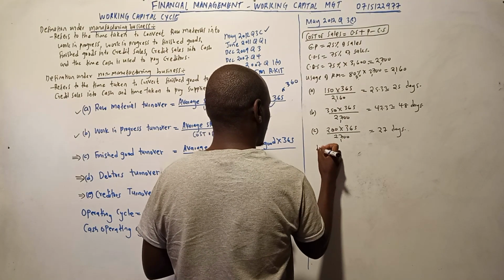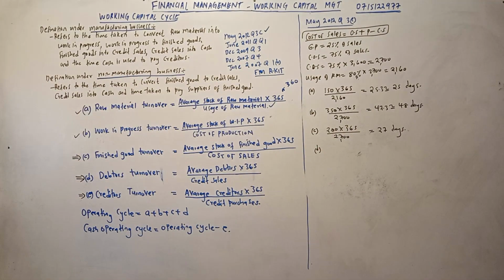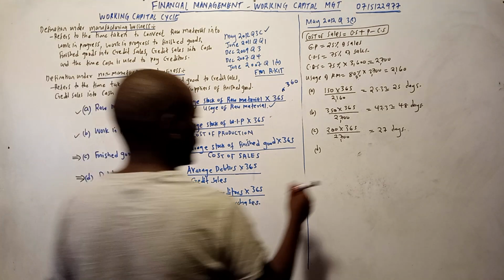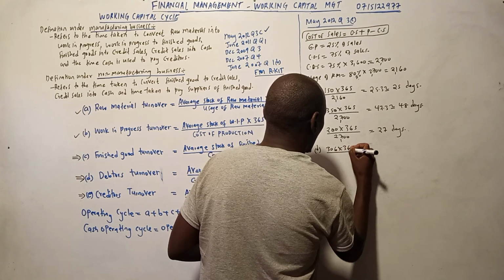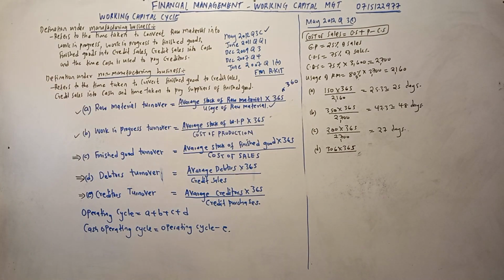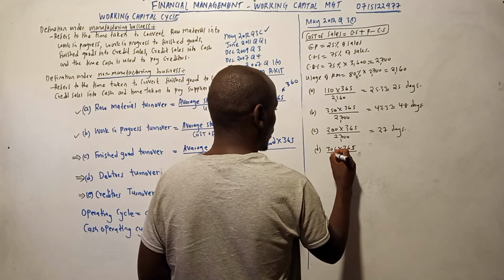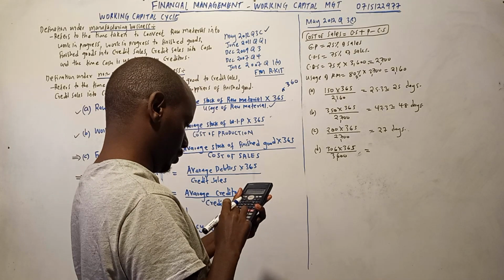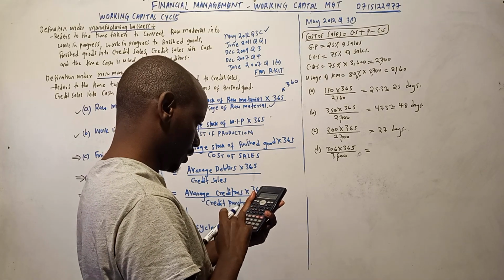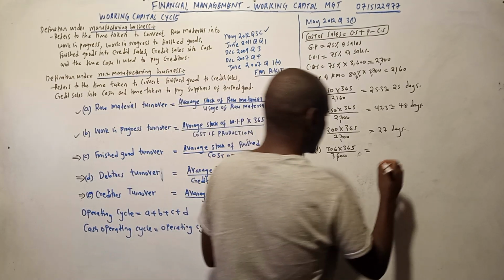Number D, debtors turnover. For debtors turnover, do you have debtors? Yes, we have receivables of 306. So 306 times 365 over credit sales. Now do you have the credit sales? All sales were on credit, so that's 3,600. So 306 times 365 divided by 3,600, which is 31 days.